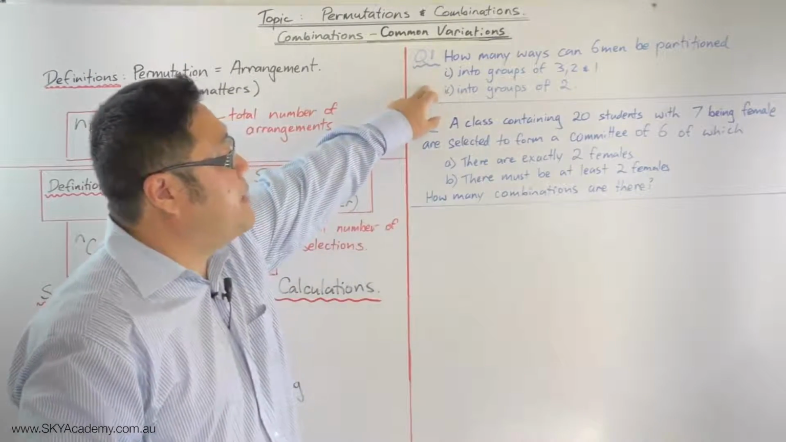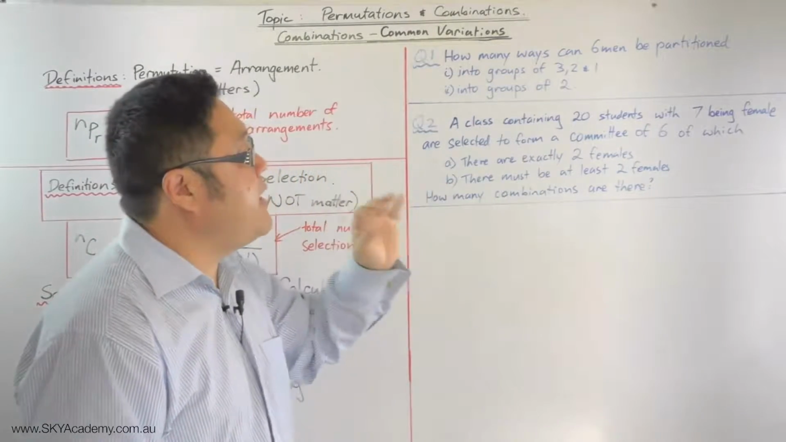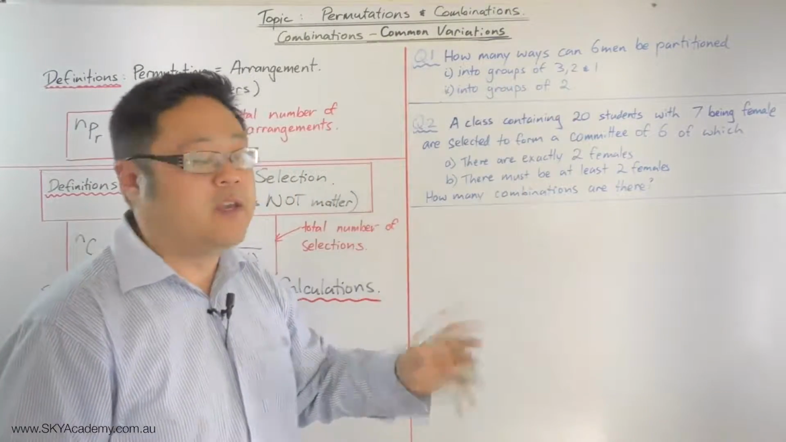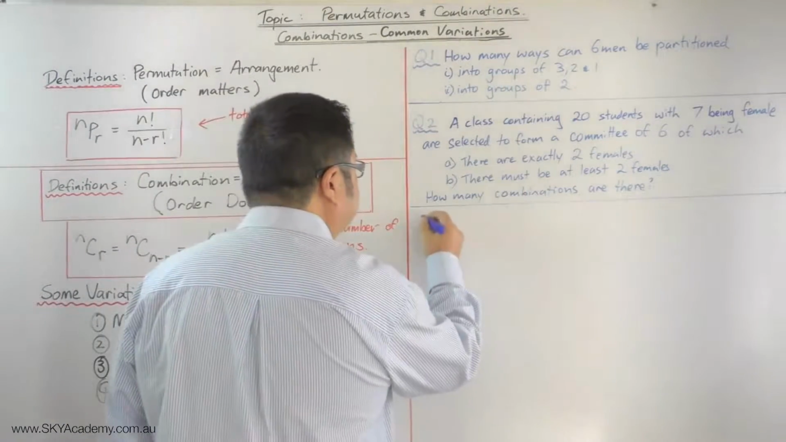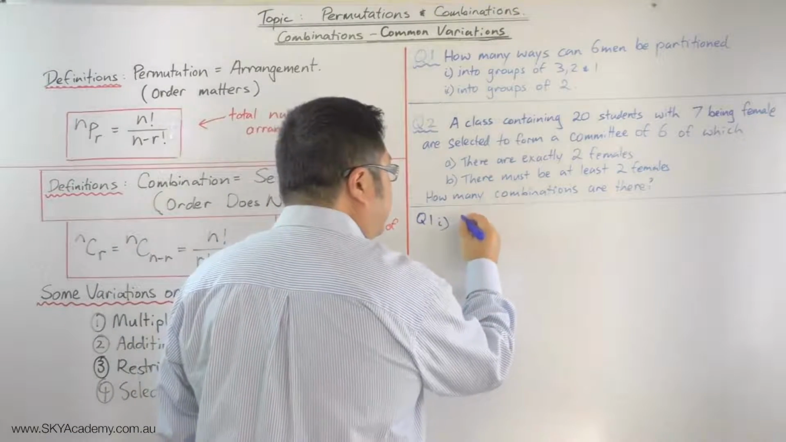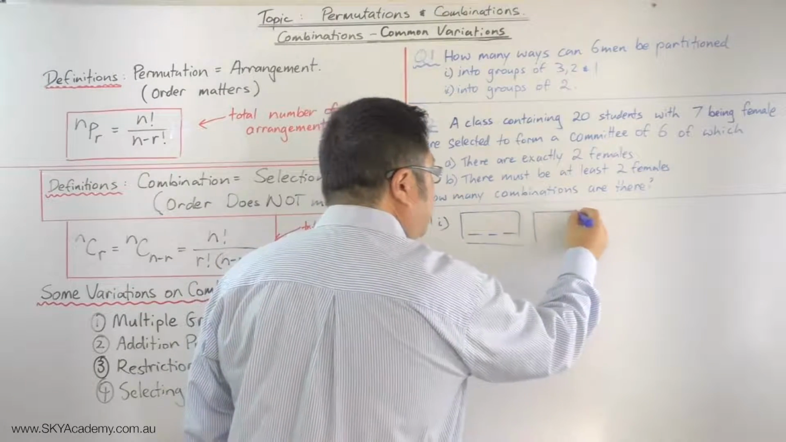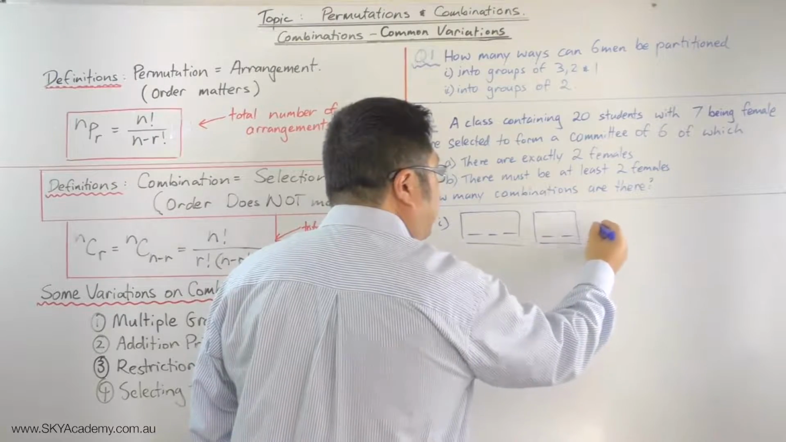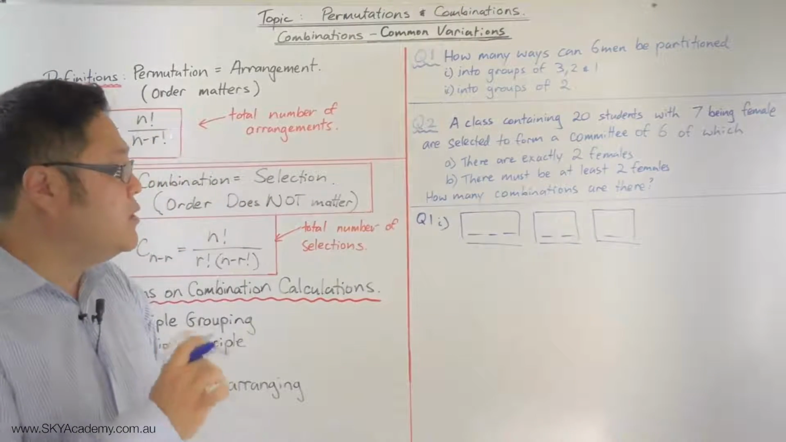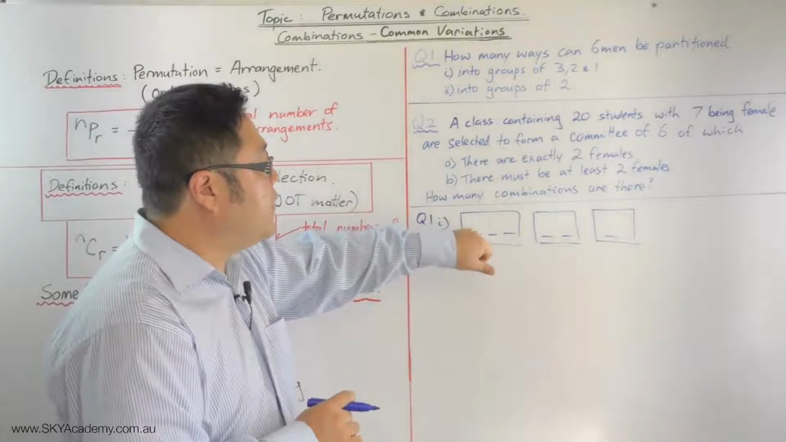I've got the first one up here. It says: how many ways can 6 men be partitioned into groups of 3, 2, and 1? To do this question, you've got three groups. This group here has 3 positions in it, this group here has 2 positions in it, and this group here has 1 position in it. And the way you do this particular question is you do this.